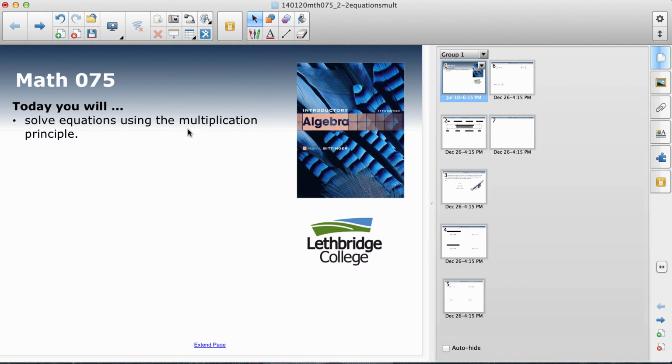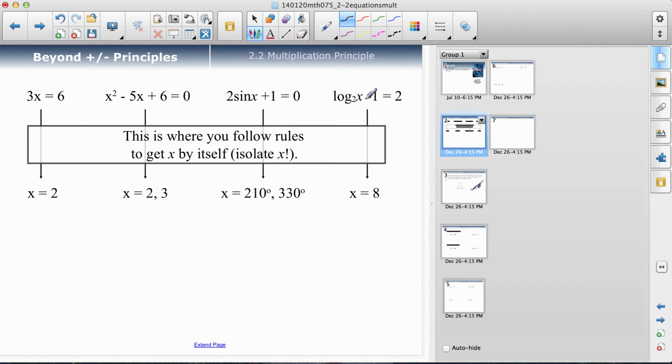Alright, in this scribble class we'll look at solving basic equations using the multiplication principle. Like we said in the last scribblecast, the purpose of solving any equation is for you to figure out what x is. So in each of these equations up here, there had to have been some kind of principles to get me from there down to that point there, etc.